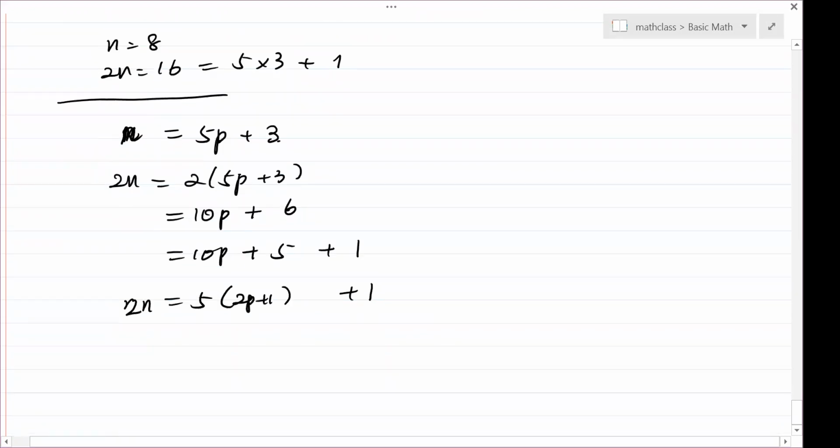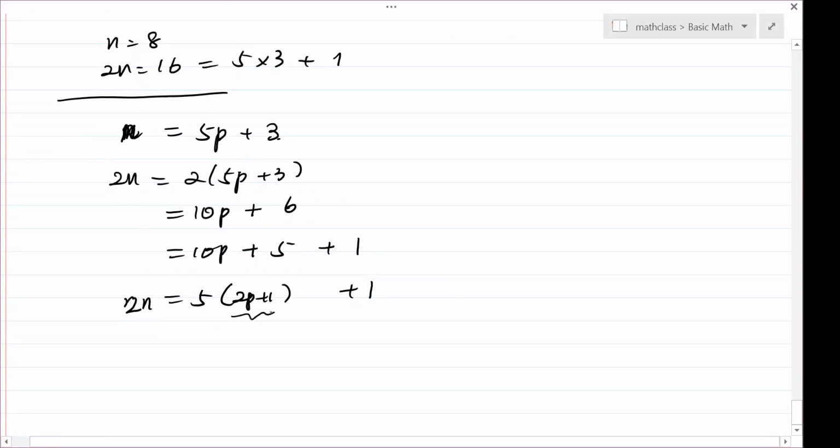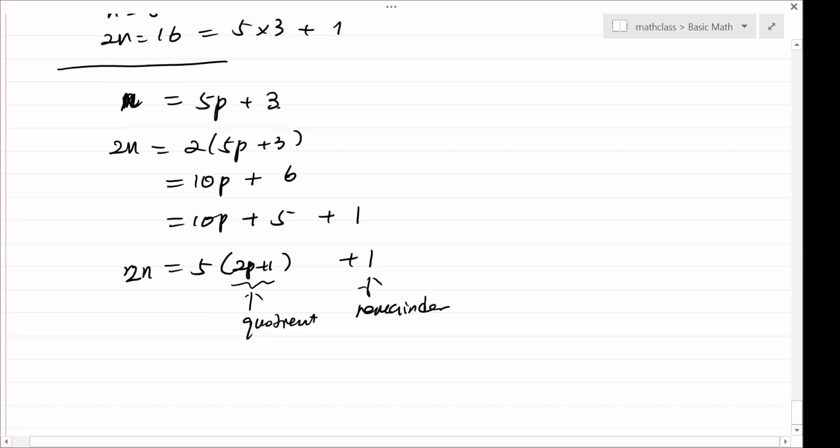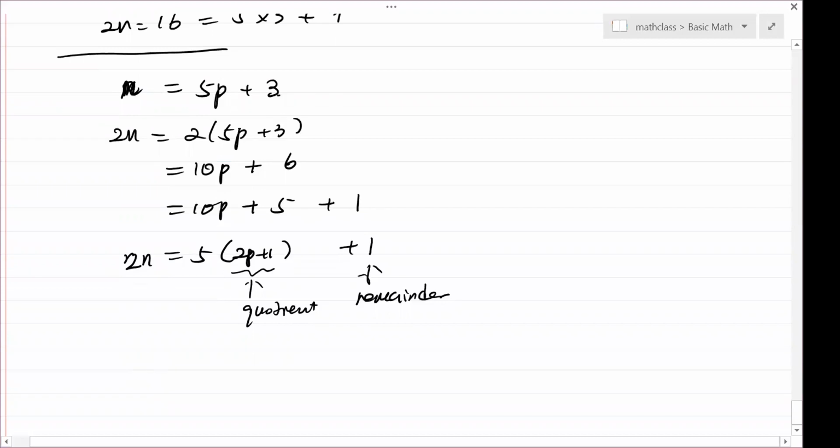So 2n, when divided by 5, you get the new quotient. The new quotient is 2p plus 1, and the remainder is 1. So the relationship: if p is the quotient of the original, then the new quotient will be double the original one plus 1. When you derive this formula in general, the quotient for the new number, double n, when divided by 5, is going to be doubled plus 1.